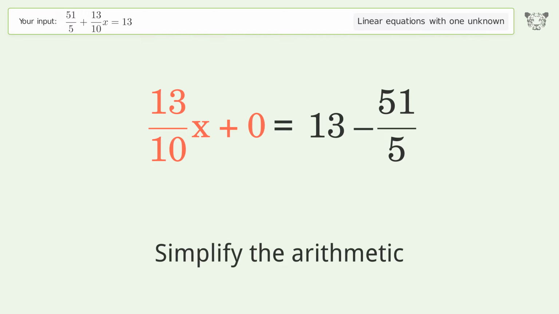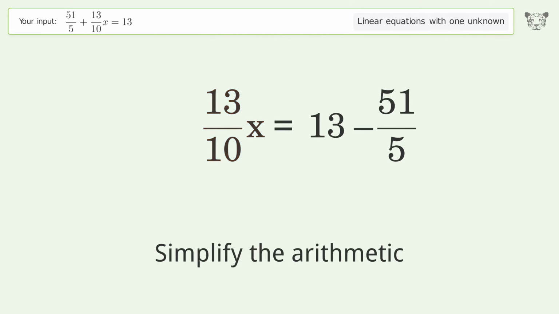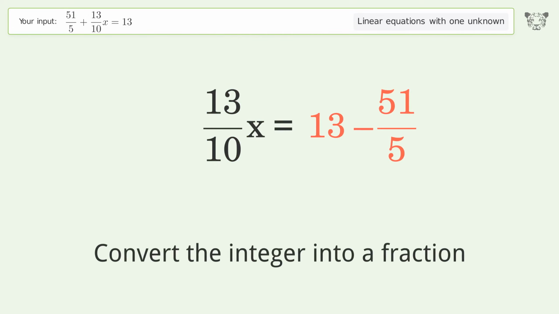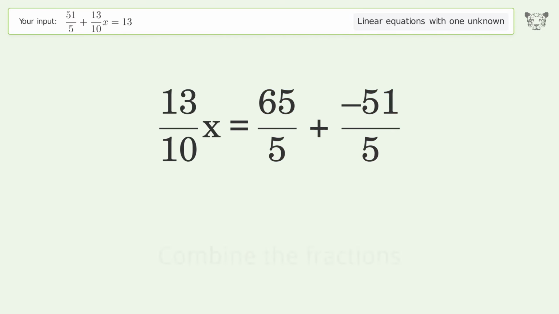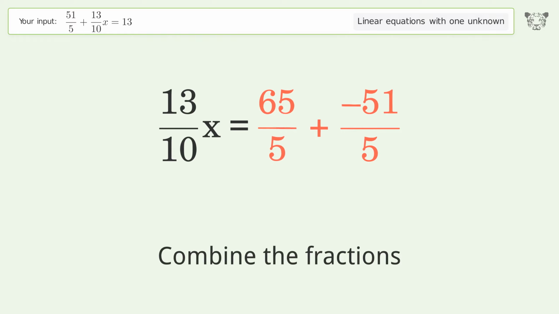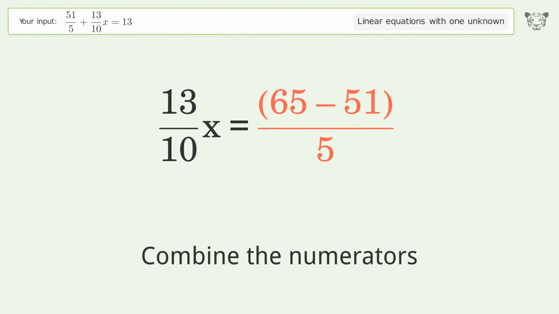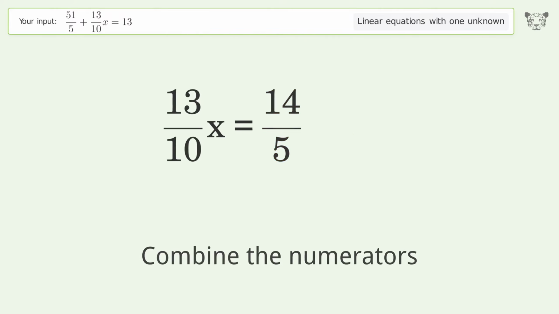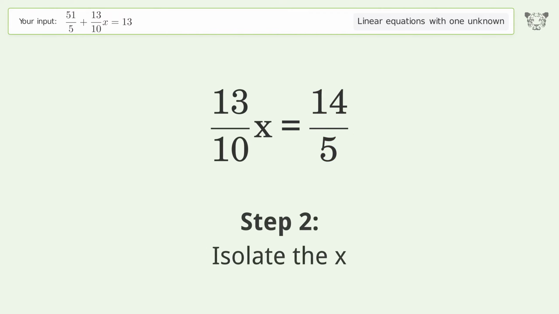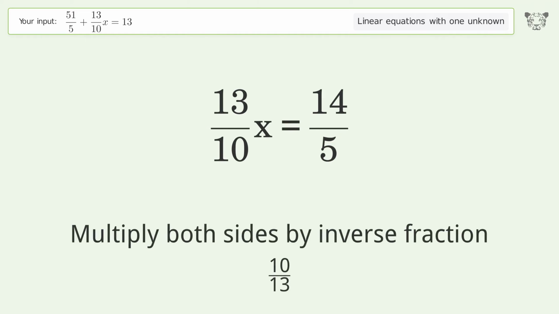Simplify the arithmetic. Convert the integer into a fraction. Combine the fractions. Combine the numerators. Isolate the x. Multiply both sides by inverse fraction 10/13.